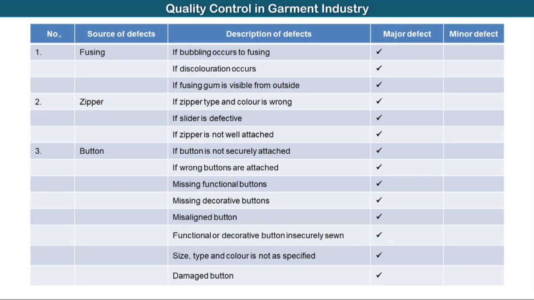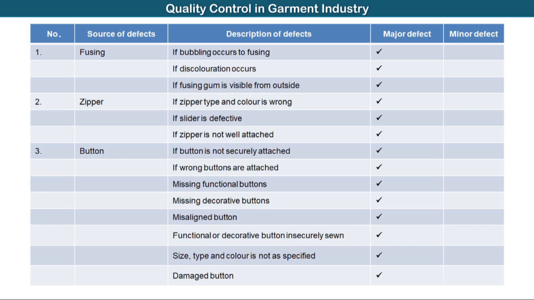Here we will be discussing different types of major and minor defects in garment manufacturing. First will be the source of the defects, second will be the description of defects, third will be the defect categories, whether this is major or this comes under the minors.